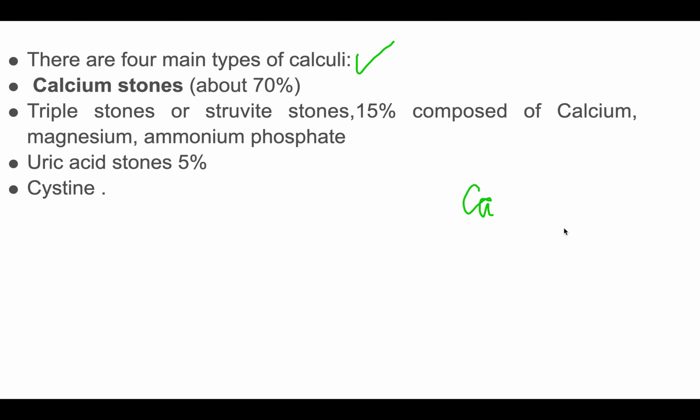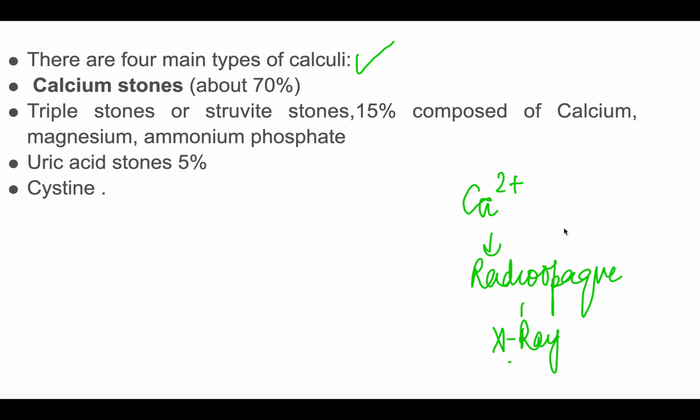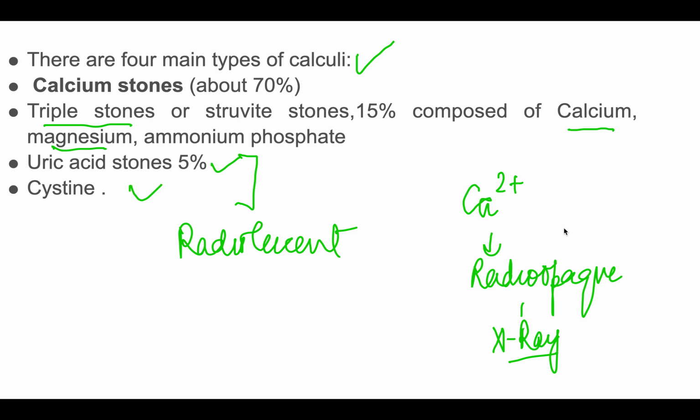Now, the stones which contain calcium will be radio opaque, and these stones will be detected on X-ray. The uric acid stones or cystine stones are radiolucent stones. And then you have a stone which is also known as triple phosphate stone or struvite stone. Now, why is it known as triple phosphate stone? Because it contains 3 minerals along with the phosphate. It contains calcium, magnesium, and ammonium. So it is known as triple phosphate stone.